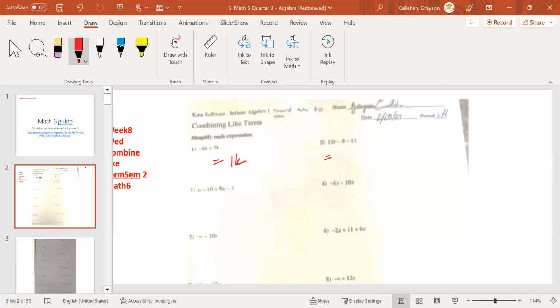Number 2, r is by itself, so you cannot combine it together. So it's just isolated, but negative 8 minus 12 is a negative 20. Number 3, you have n plus 9n, which is a 10n. And then negative 10 minus 3 is a negative 13. Both of these have x's, so negative 14x. Number 5, remember there's a negative 1r, so it's a negative 11r.